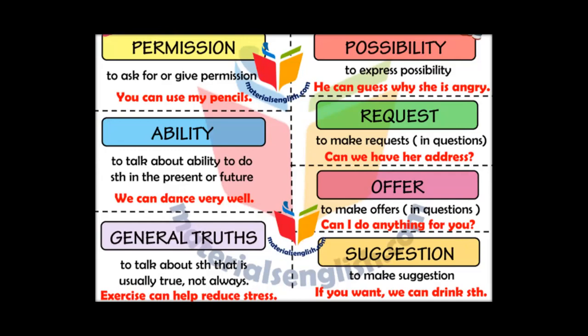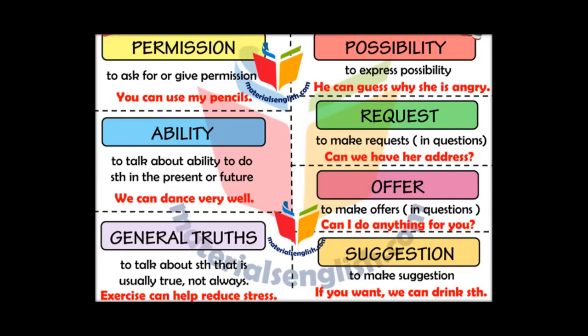To express possibility. He can guess why she's angry. Okay, he can guess why she's angry. Very good. Okay, so in this sentence, en esta oración o en este tipo de oraciones hablamos de posibilidad, o sea, de algo que es probable, right? For example, he can guess why she's angry.